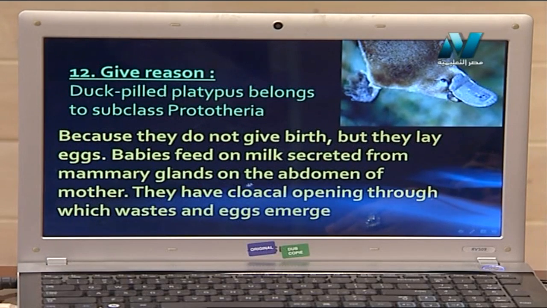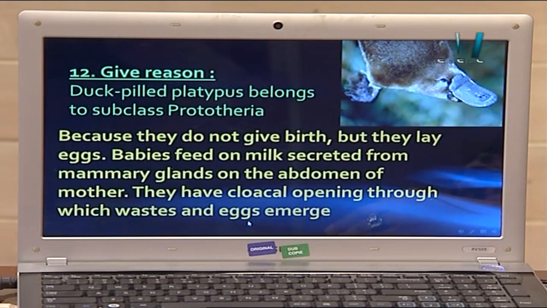The mammary glands are found in the abdomen of the mother, and she also has a cloacal opening. The cloacal opening is the opening at the end of the abdomen, through which wastes are removed and also eggs emerge.